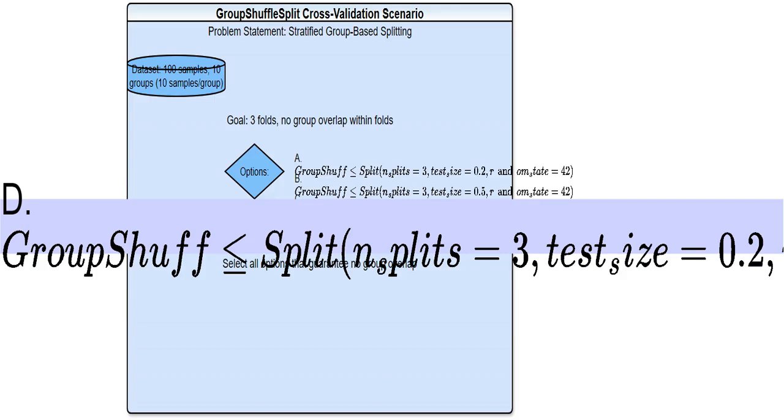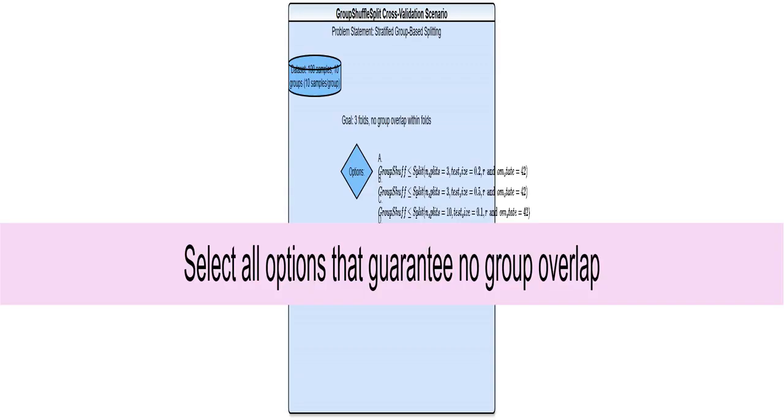Option D explicitly specifies the groups using "np.repeat(np.arange(10), 10)", which creates a clear group structure for GroupShuffleSplit to work with. Let's investigate if it provides the guaranteed no overlap. The final goal is to select the options that are guaranteed to create folds where no group is split between training and testing sets. This requires carefully examining the implications of each option's parameters.